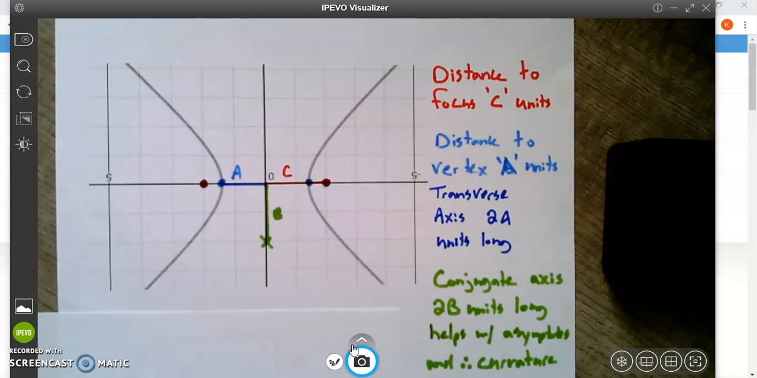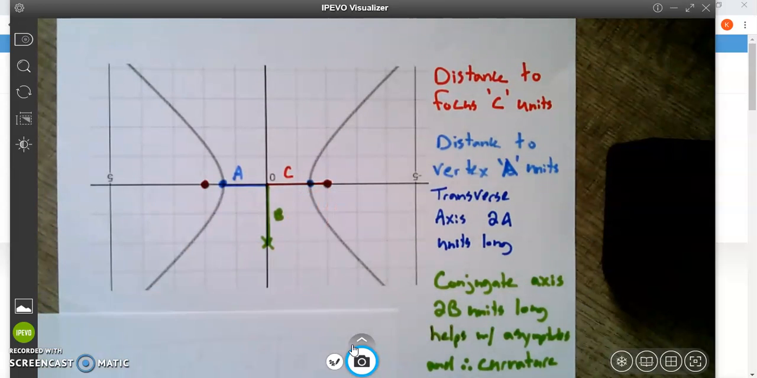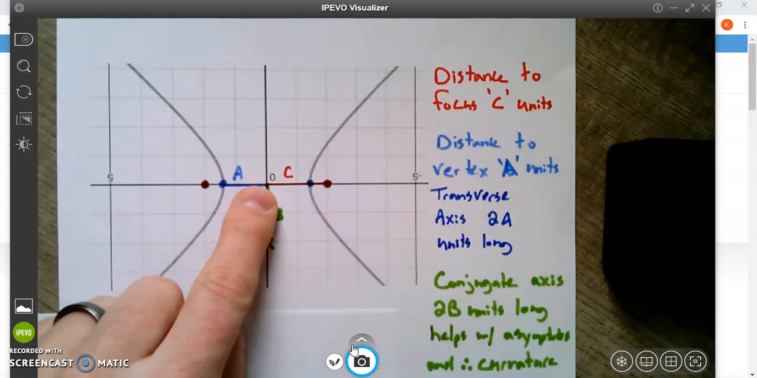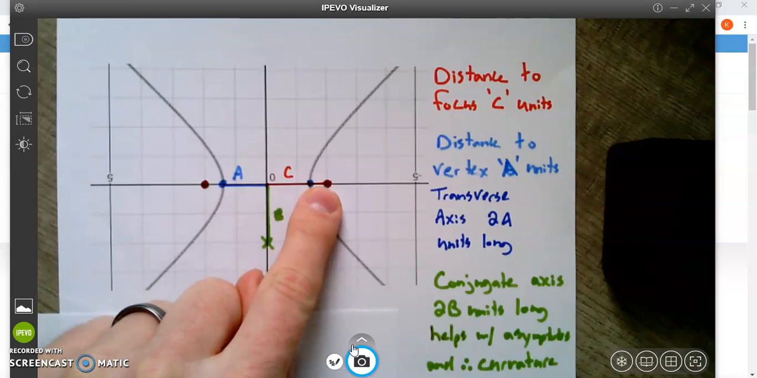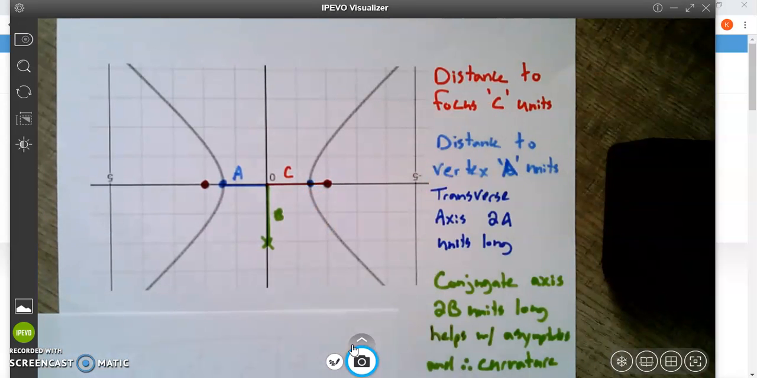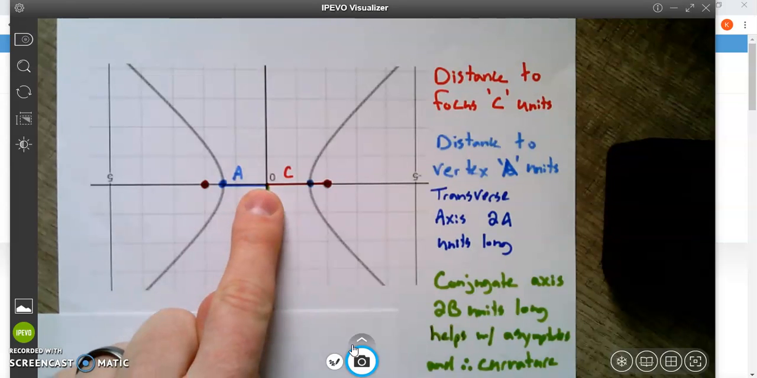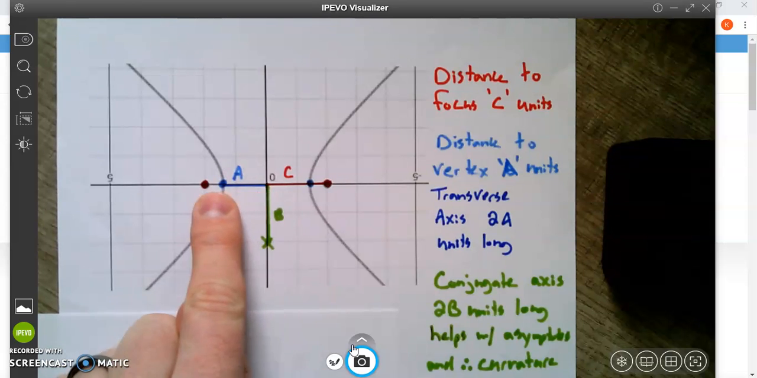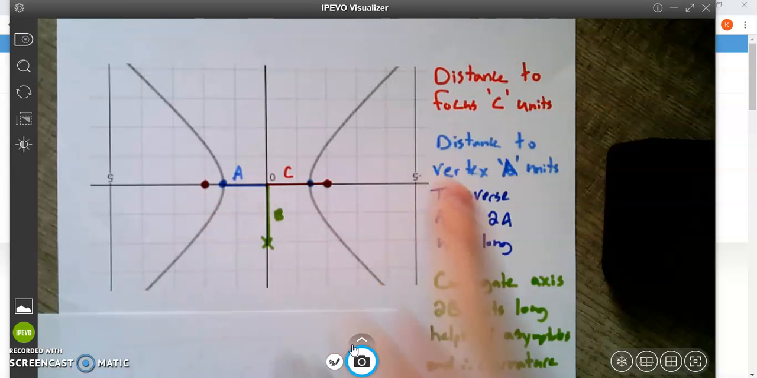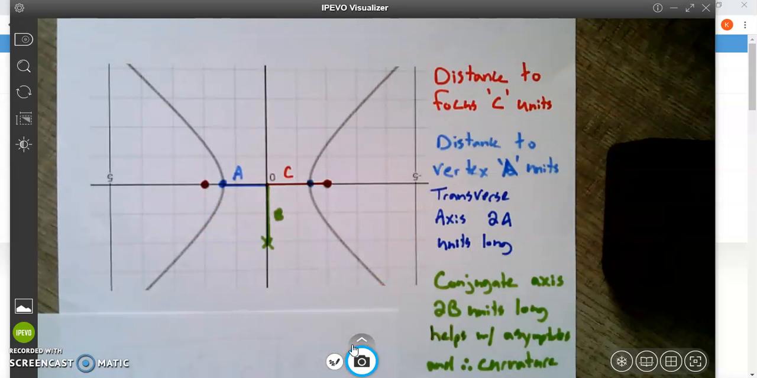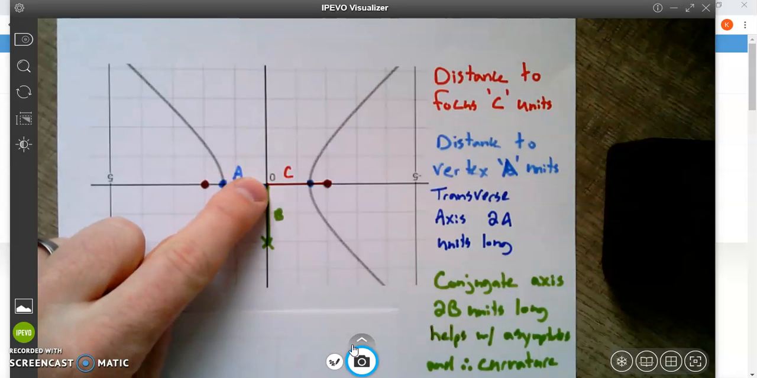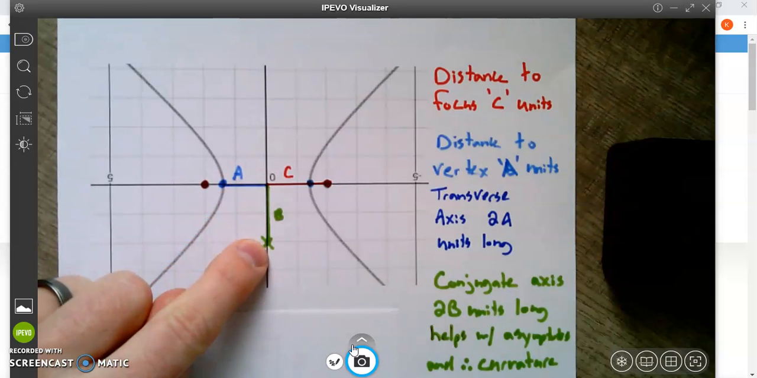So we have our 2 focal points. They're in red. Just like in an ellipse, the distance from the center of our hyperbola to a focal point we call C units. It's going to be the letter C in all these equations. The distance from the center of our hyperbola to a vertex, or to the vertices, is A units. The distance from the center of our hyperbola to the ends of what we call the conjugate axis, a new term, right there, is B units.